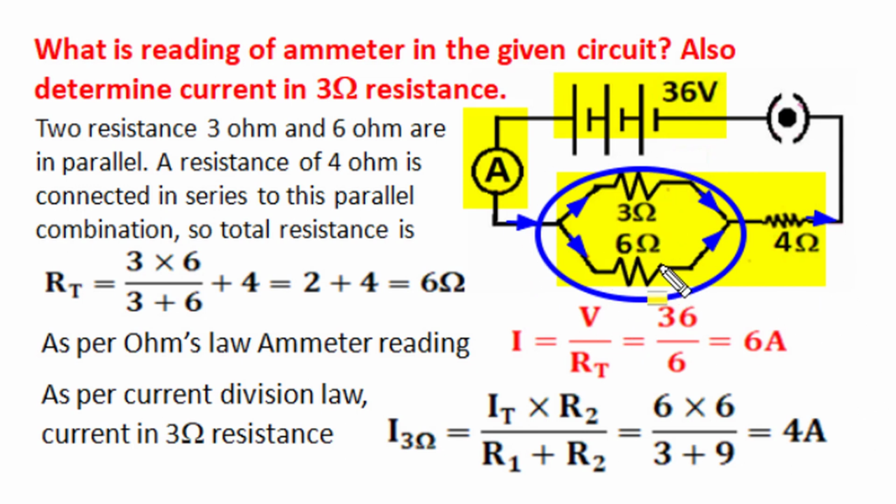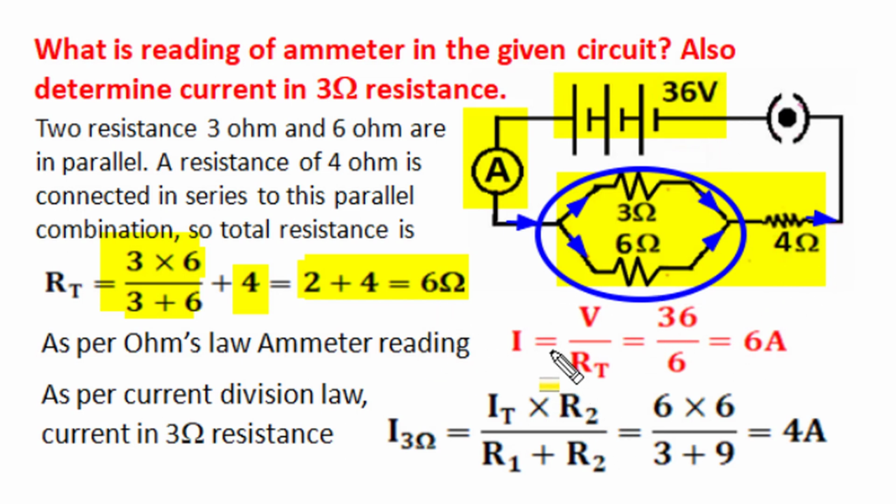So the parallel equivalent of 3 ohm and 6 ohm is obtained by product divided by sum, and this combination is in series with 4 ohm. So series equivalent resistance is sum of two individual resistances. This 3 ohm and 6 ohm parallel equivalent is 2 ohm, and 2 ohm in series with 4 ohm becomes 6 ohm. Now the total circuit has a single resistance value 6 ohm, and we can apply Ohm's law.